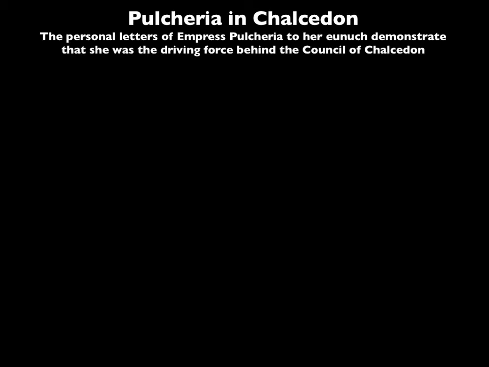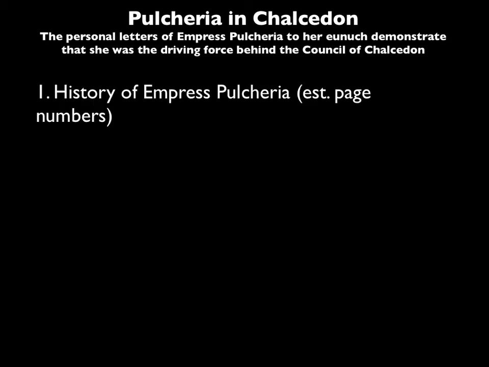So here is an example of a one-page outline. This is a dissertation called Pulcheria in Chalcedon, and the thesis statement of this particular dissertation is the personal letters of Empress Pulcheria to her eunuch demonstrate that she was the driving force behind the Council of Chalcedon. This thesis statement could be tightened, could be added to, but for the purposes of our outline, it'll work.